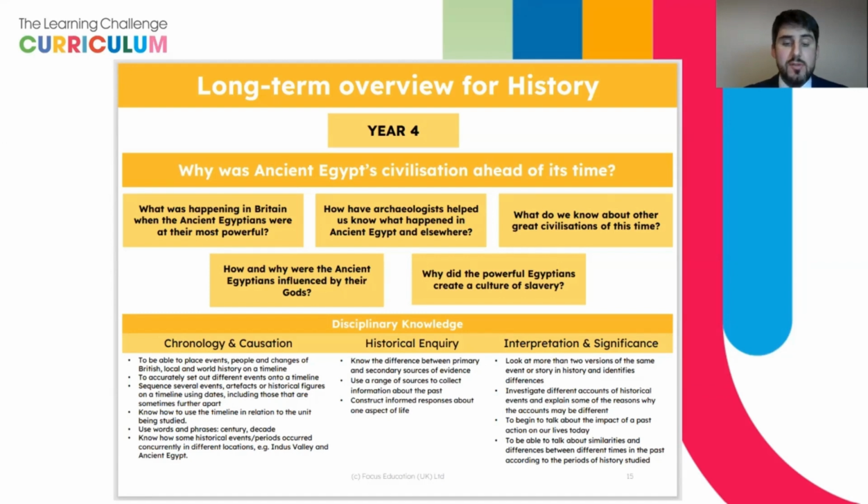This is then broken down into 4 or 5 components, which are again guided by a sub-inquiry question. I won't read them all to you, but you can see there that the first one, what was happening in Britain when the ancient Egyptians were at their most powerful, to the final one, why did the powerful Egyptians create a culture of slavery? And all of this is to support with answering that overarching learning challenge question. There are also details below at the bottom of the disciplinary knowledge that we're expecting the children to be able to develop across the course of that topic in their year group.